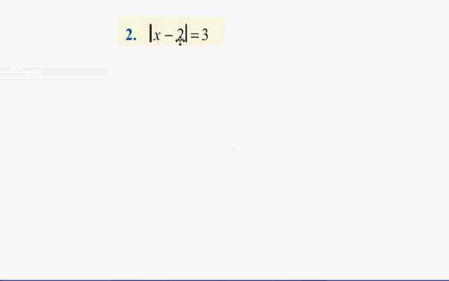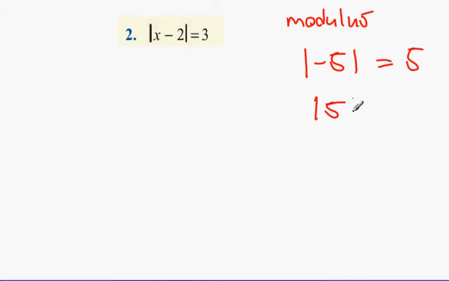What these lines mean is the two big lines means the word modulus, okay? And what the word modulus means is always take the positive value. For example, if I was to say the modulus of minus 5 equals 5, the modulus of 5 equals 5. You're just looking for the length of it. It doesn't care if it's minus or positive.